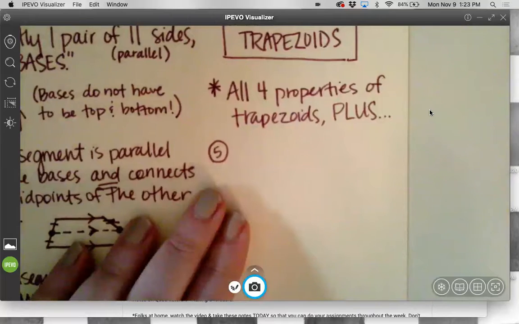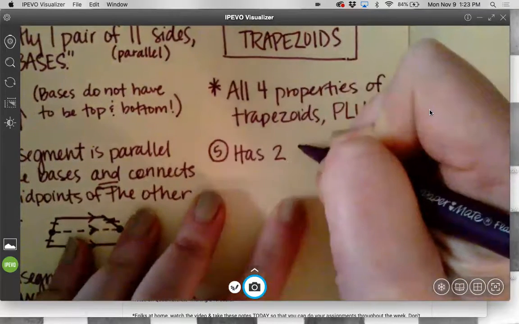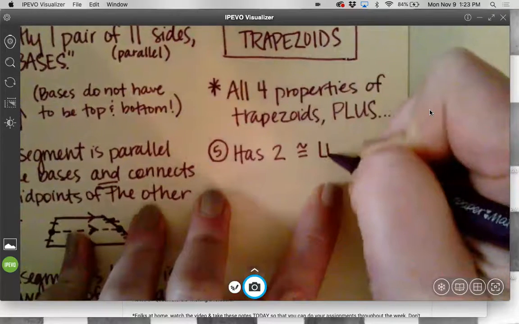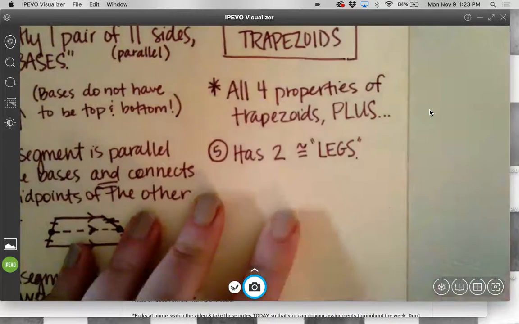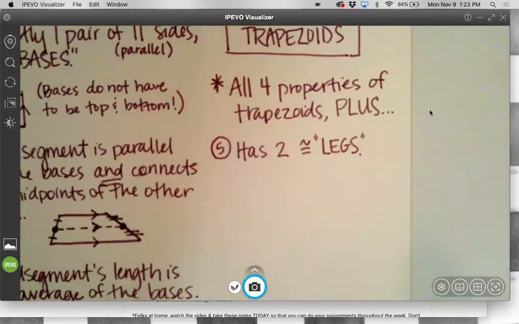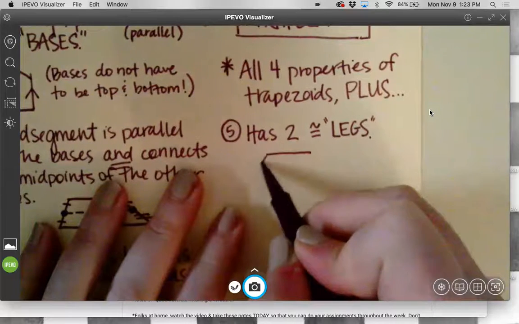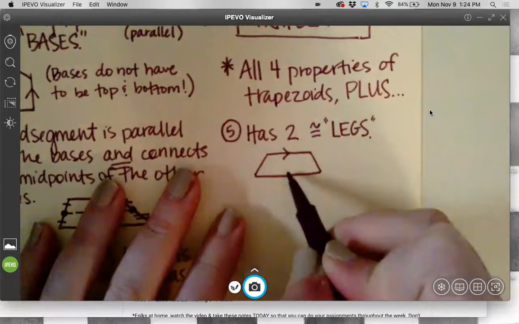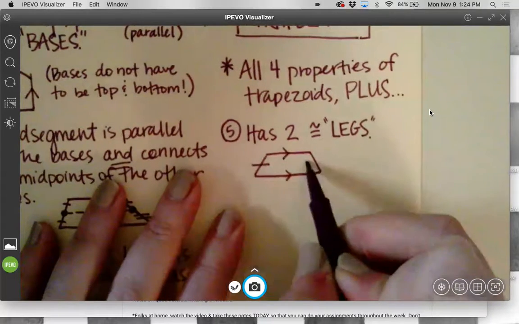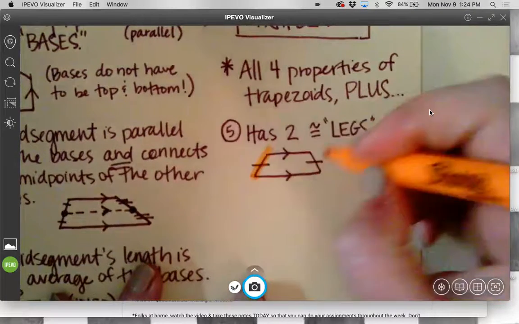So on number 5, it has 2 congruent legs. Again, the name is important because sometimes you're not going to get a picture, you'll just get a description. So on your trapezoid, these will all look pretty normal. There's your bases. So that means these sides are congruent. So your legs are here, here.